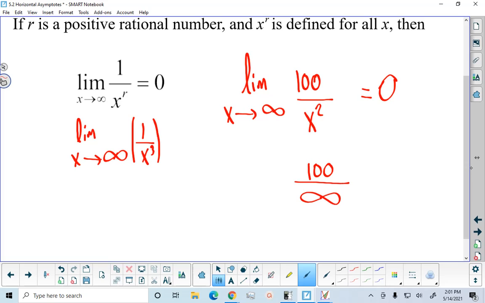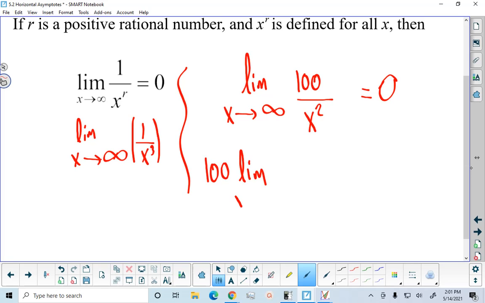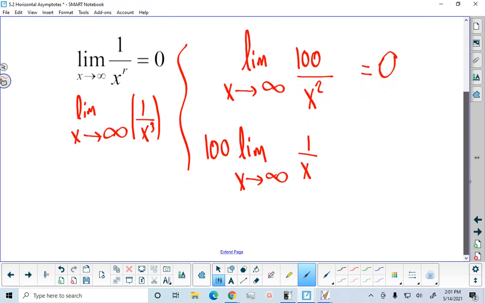It's nothing. Okay? Another way that you can show that this is still 0 is to remember that a limit of a constant times a function is the constant times the limit of the function. And if you know that this is 0, then we have 100 times 0, which is still 0.